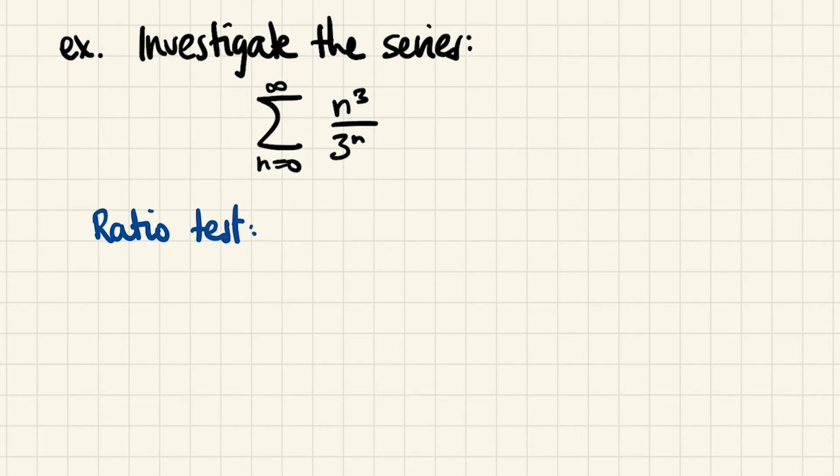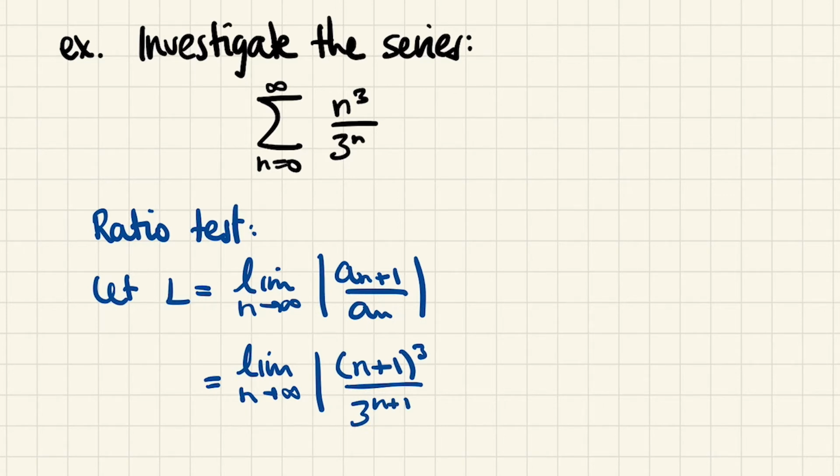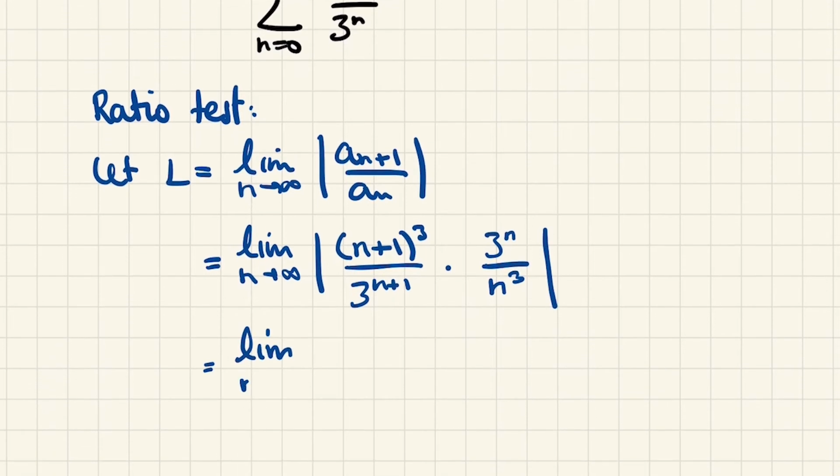Well, the ratio test has us calculating the following L value, the limit as n approaches infinity of a_(n+1) over a_n within absolute values. So that would be the limit as n approaches infinity of a_(n+1), which is everything with all the n's replaced with n plus 1, divided by a_n. And of course, let's multiply by the reciprocal of a_n. So that would be 3 to the n over n cubed. Okay, so we just have to work out this limit.